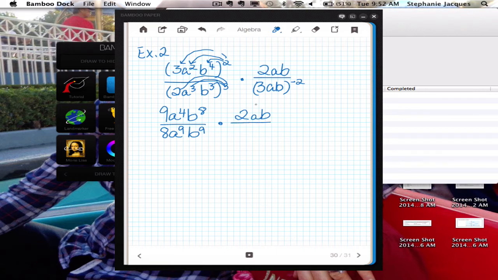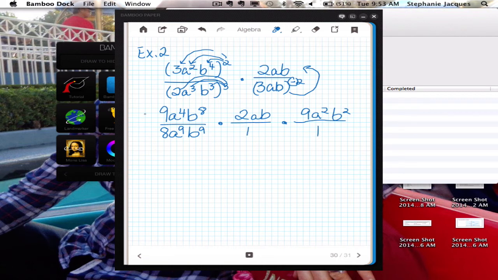Now here's the problem. I have this negative squared thing here. So if it's a negative, that means that this whole thing is going to pop up to the top. So I'm going to go like this. I'm just going to add it onto this side. And I'm going to do 3 squared, which is 9, a squared, b squared. If it moves to the top, you just have 1s on the bottom.